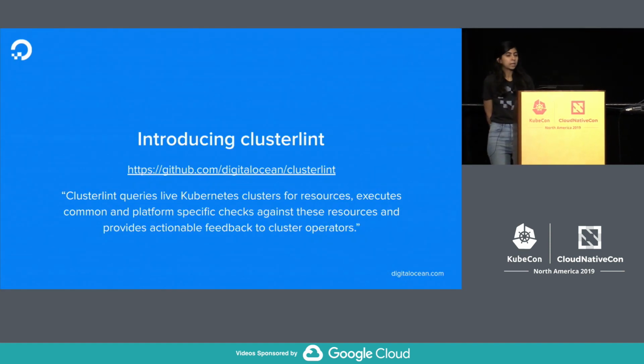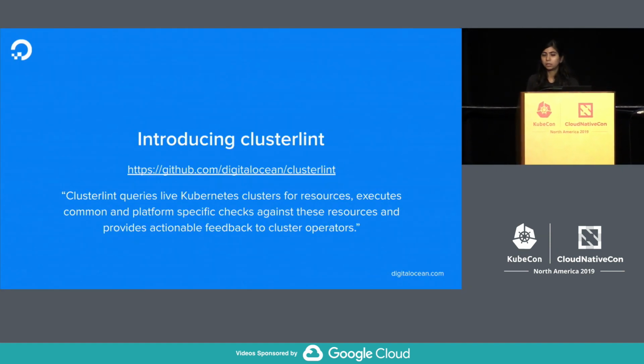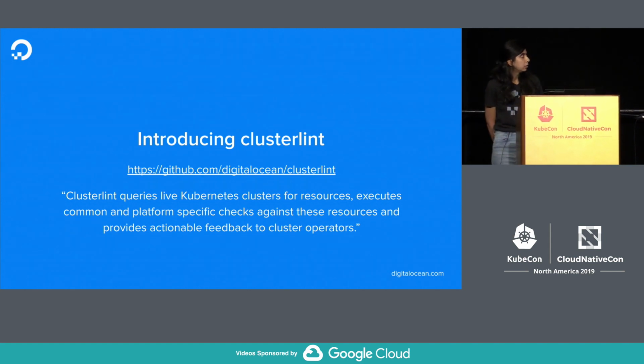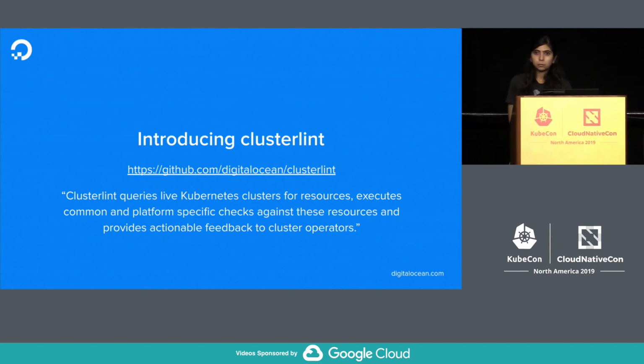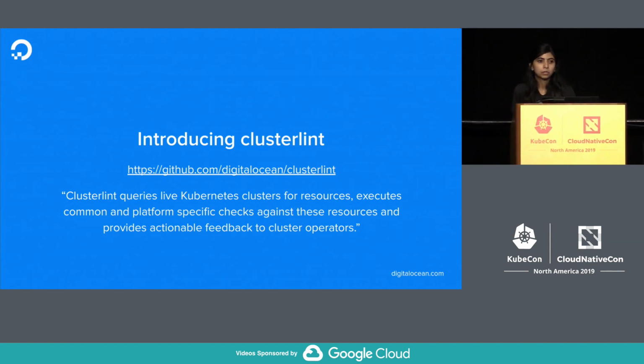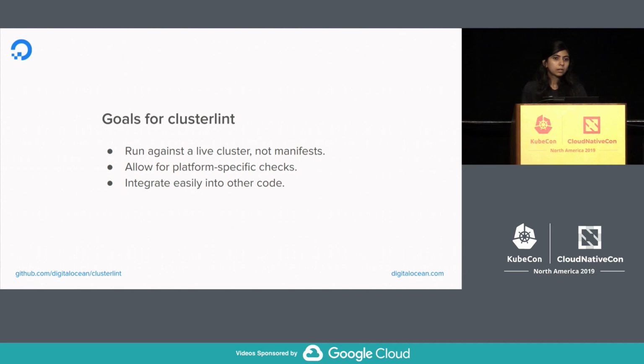So clusterlint is a best practices checker for objects in your Kubernetes cluster. It's an open source tool, and it's available on GitHub under the DigitalOcean org. The best practices that we check for can be specific to the platform the cluster is hosted on, or generally applicable irrespective of where your cluster is hosted. It's a non-invasive tool, which means that the checks that we run are run externally by accessing the objects via the Kubernetes API.